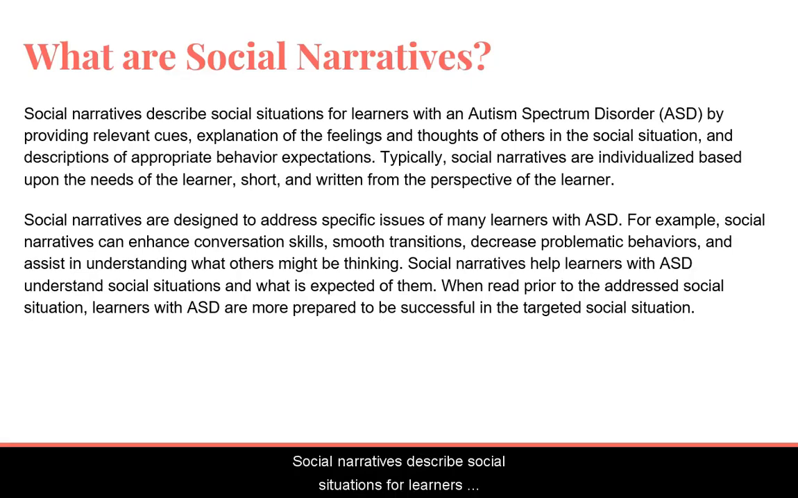Social narratives describe social situations for learners who have an autism spectrum disorder by providing relevant cues, explanations of the feelings and thoughts of others in the social situation, and descriptions of appropriate behavioral expectations. Typically, social narratives are individualized based upon the needs of the learner. They are generally short stories written from the perspective of the learner.